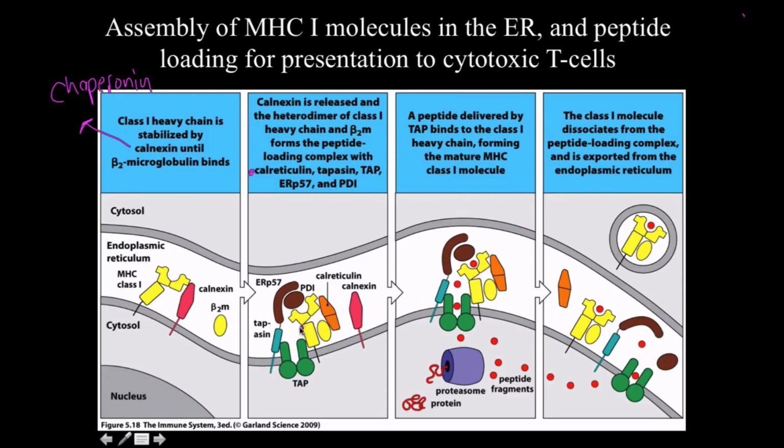So we have to have helpers come in here. So we now have this complex here that's creating extremely favorable conditions. It's very closed spaces here. That's not a lot of room for those peptides to go. So of course the peptides are going to come in and bind. So peptide is delivered by TAP, binds to the class 1 heavy chain, forming the mature MHC class 1 molecule. And once this binds, it's going to undergo a conformational change that makes it way more stable and doesn't need the help of calreticulin or all the other sub-complexes that are associated with it. And everything's going to kind of dissociate off, and it's going to leave the endoplasmic reticulum, go to the Golgi bodies, and ultimately end up on the surface membrane of your host cell.